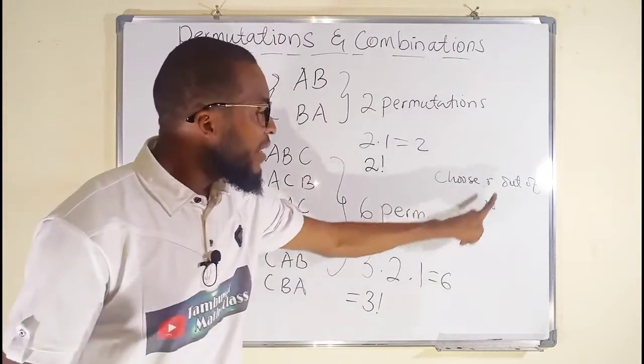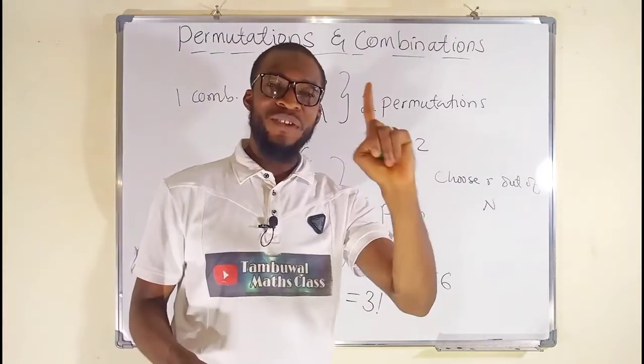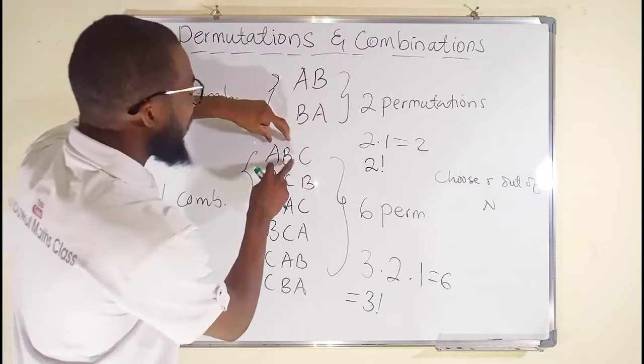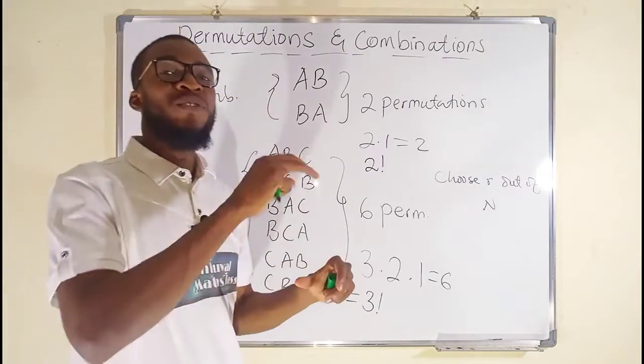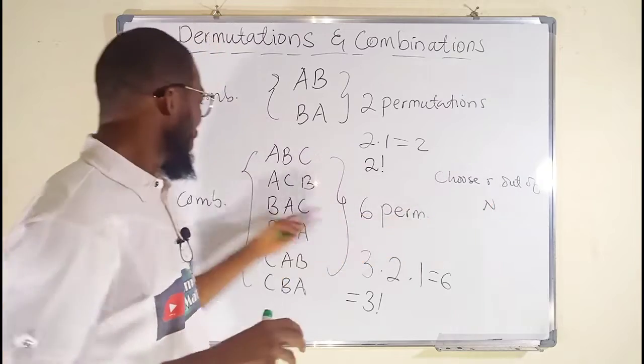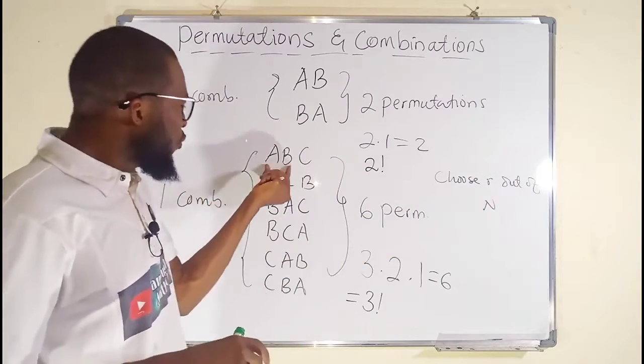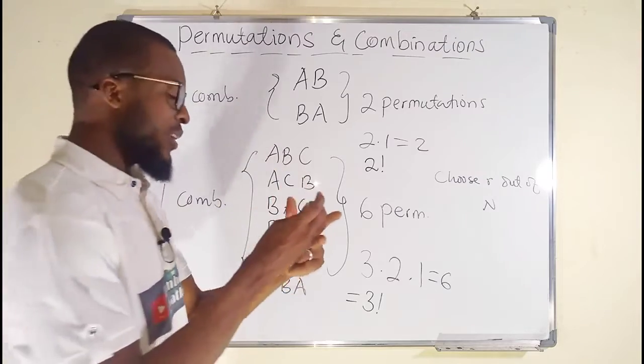So if R is equal to N, you will always have a single combination, because here we have 3 items and we are choosing the whole 3. R is equal to N, we have a single combination. But what if you decide to choose 2 out of 3? Let us do that and see.